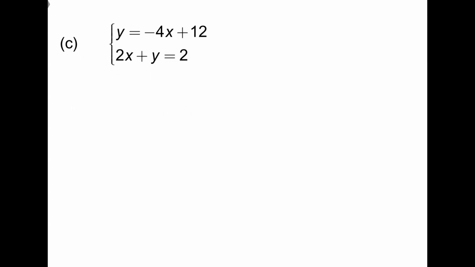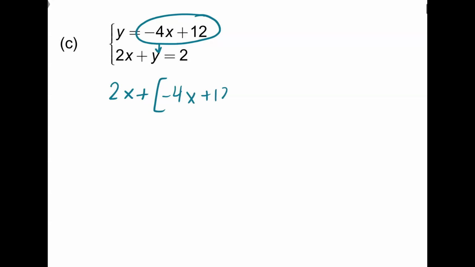Which one do you want to use? Well, this is solved for y, right? So I could plug this whole thing in for y. We're using substitution to solve the system of equations, to solve for an x, y pair. So I have 2x plus, remember I plugged this in for y, (-4x plus 12) equals 2. Just going to rewrite it.